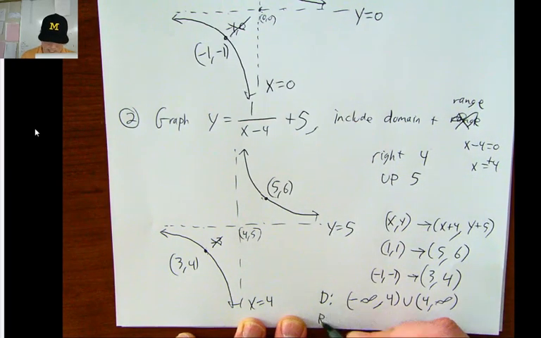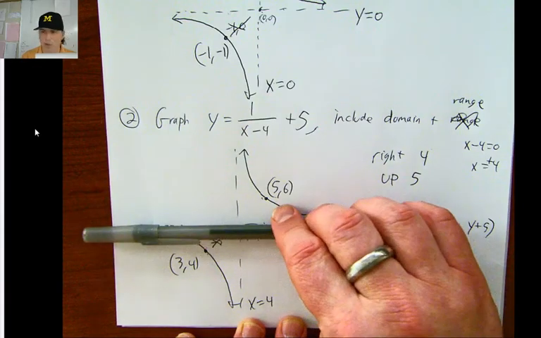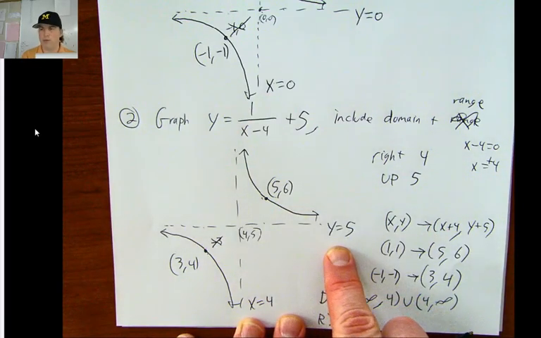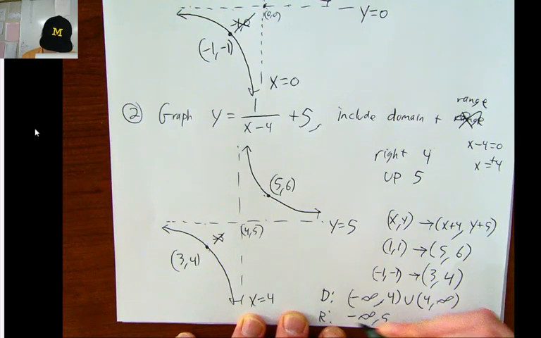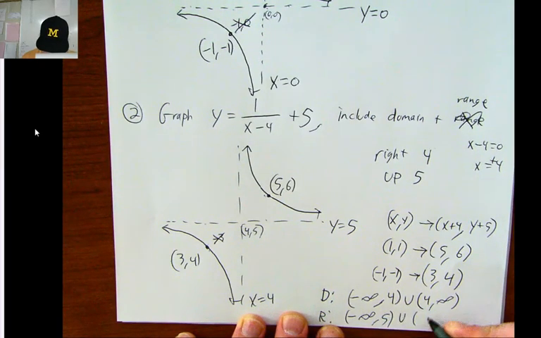And then the range, it's the same thing, except you think about the y value that the graph will never be, and the graph will never be equal to 5. So it's going to go from negative infinity to 5, union 5 to infinity.